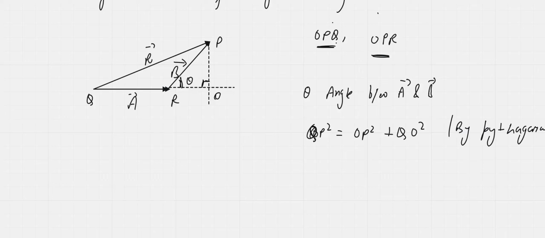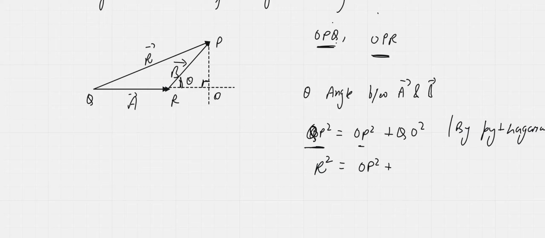That's fine. Okay, what is OP? I can simply say this length is nothing but the resultant magnitude, right? So I will write this as just R square. What is OP? OP I have not calculated, so just leave it for now. And what is QO? Again, let it be.